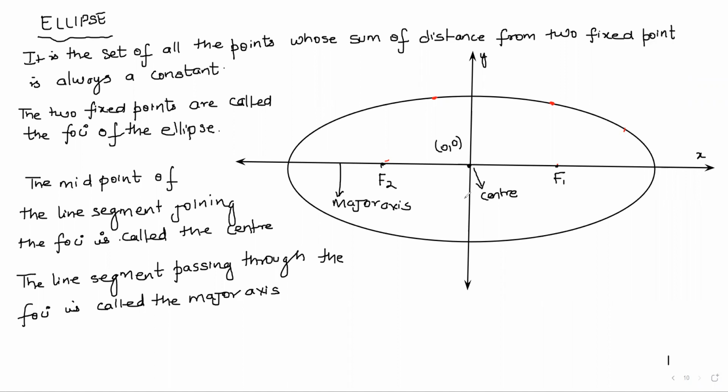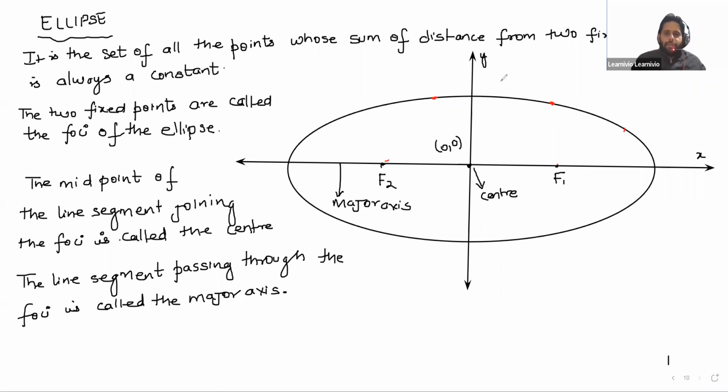So I had a question. The distance from F1 to the center and the distance from the center to F2 will be the same? Will be equal? Yeah, because this is the midpoint of this one. That's why the distance will be equal. Okay, so the line segment passing through the foci is called the major axis.